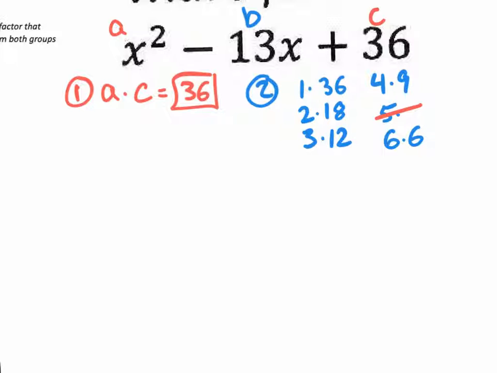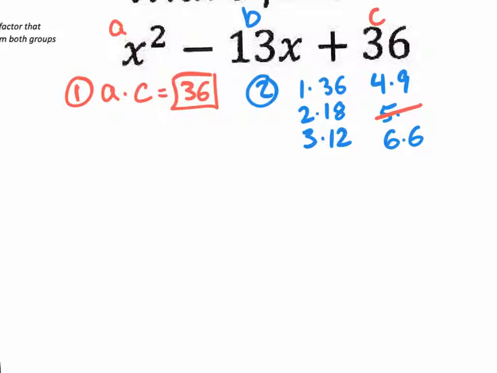So out of all those possibilities, if I combine 1 and 36, I'll get 37. Is that B value 37? No. If I combine 2 and 18, I get 20. Is that B value 20? No. If I go 3 and 12, that gives me 15. That's not it. 4 and 9, that gives me 13. And the B value is 13, but it's negative. So I have the right numbers, I just have the wrong signs. These are the right pair of numbers. I just need to change the signs of those numbers.